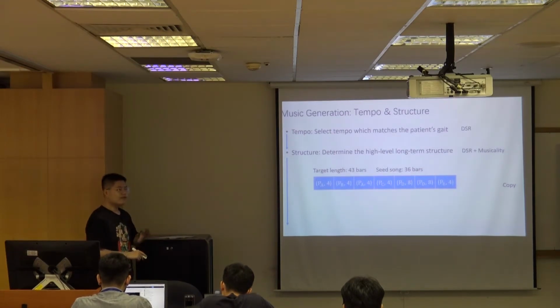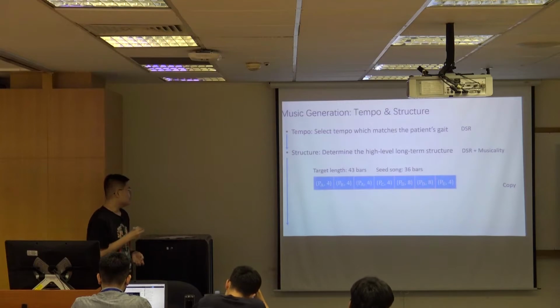So it will first try to copy the structures of the seed song. And the structure of the seed song may look like this. A letter here, A, B, C, D, represents a different kind of phrase. And the numbers here mean how many bars are in this kind of phrase.